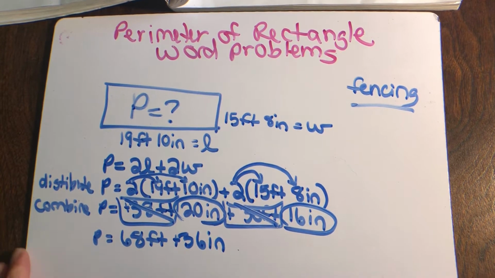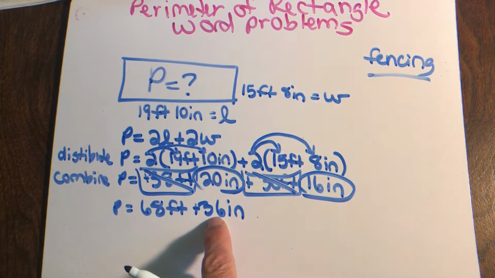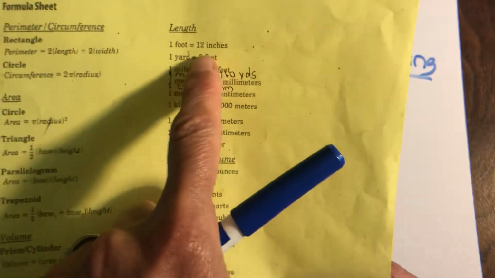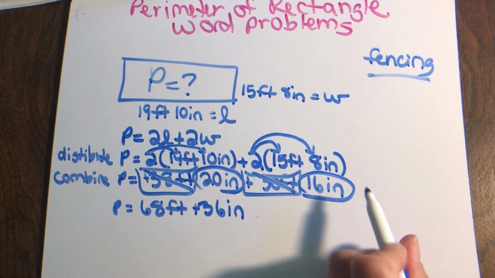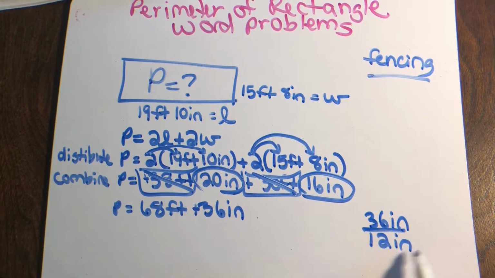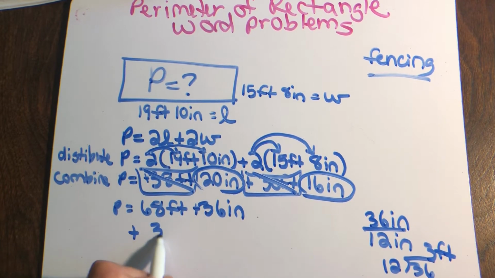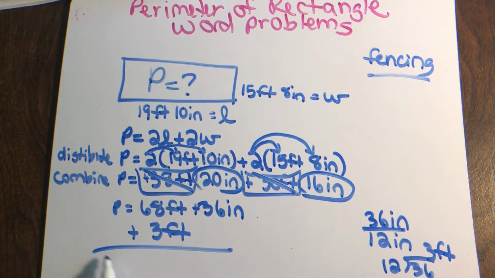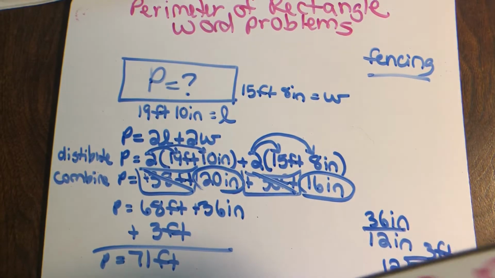And it's like, whew, long problem. Okay, but are you done? No, you're not done, because look at inches. Get your formula sheet out. Look at your limit for inches. You're over it. So come off to the side. 36 inches over the 12 inches over the limit. Do the math, which you'll see goes into that perfectly. So that's going to go up to 3 feet. And you add that together, so perimeter is 71 feet. Okay? All right, let's do another one.